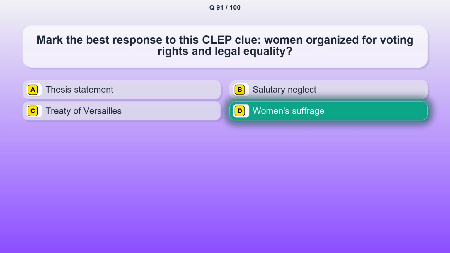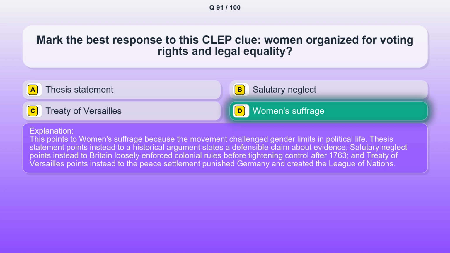The correct answer is option D, women's suffrage. This points to women's suffrage because the movement challenged gender limits in political life. Thesis statement points instead to a historical argument states a defensible claim about evidence. Salutary neglect points instead to Britain loosely enforced colonial rules before tightening control after 1763, and Treaty of Versailles points instead to the peace settlement punished Germany and created the League of Nations.